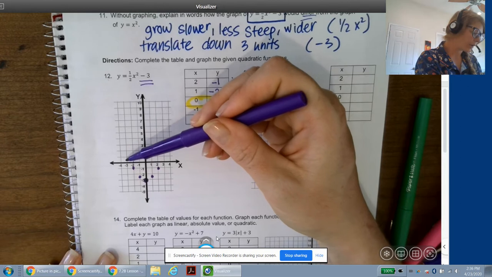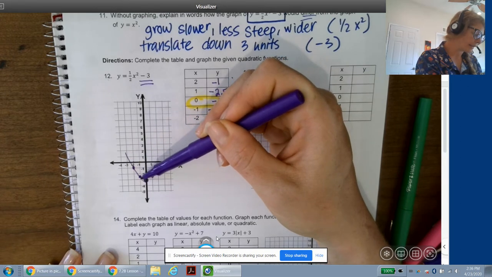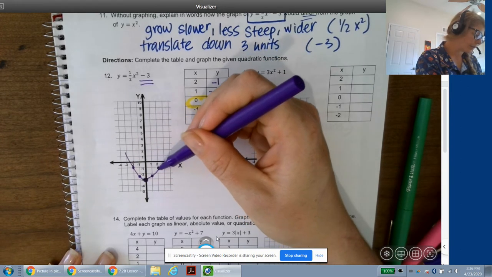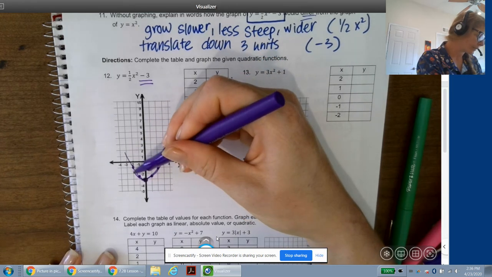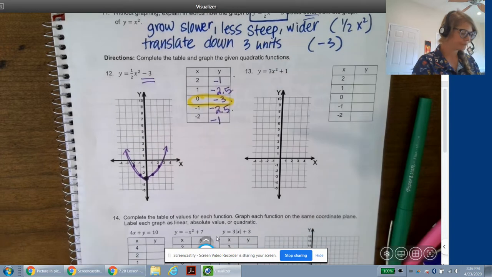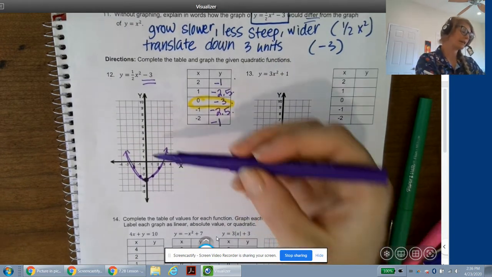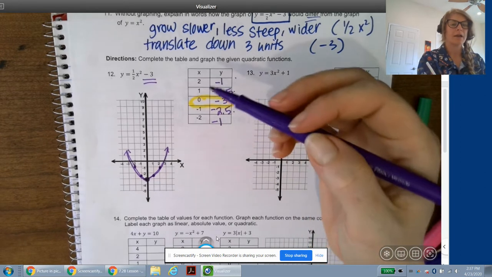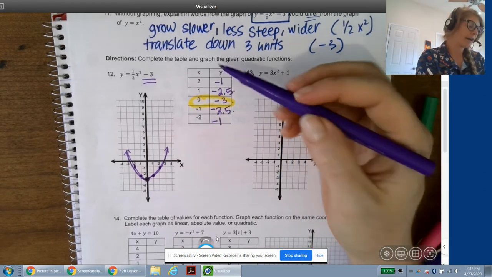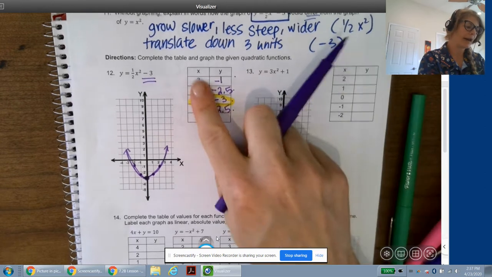So notice we're growing slightly slower. We're going to be a little bit wider. Ooh, I like how I made that curve. It's really good. And we want to really try to make these look more of a U shape than a V shape.